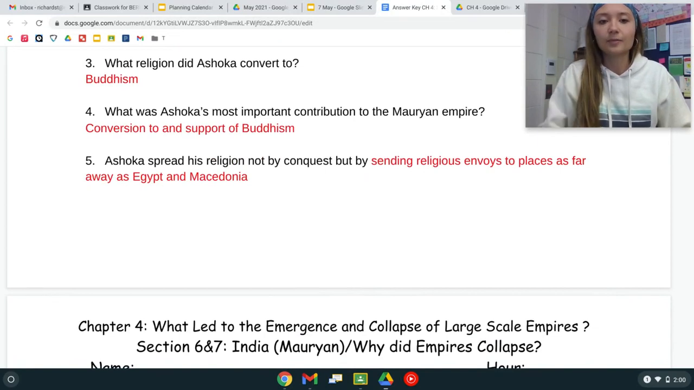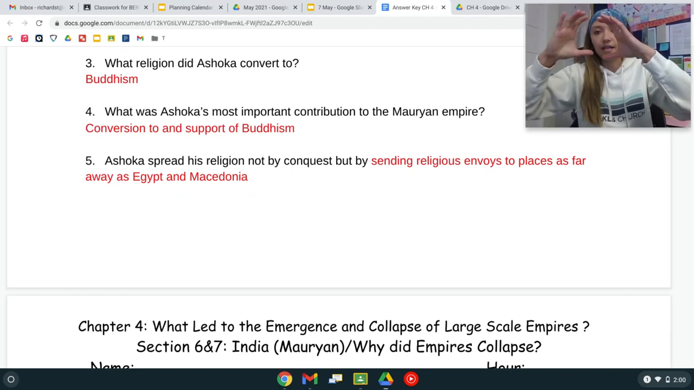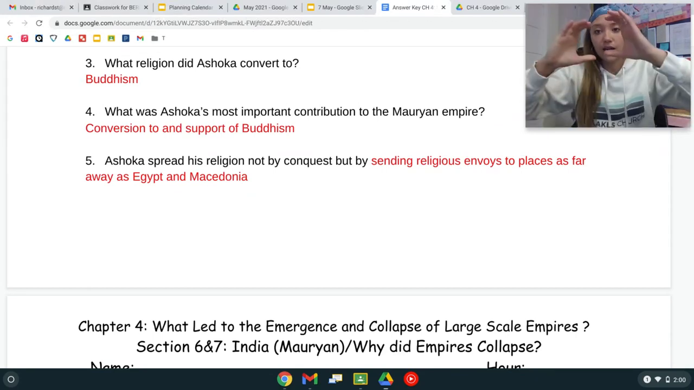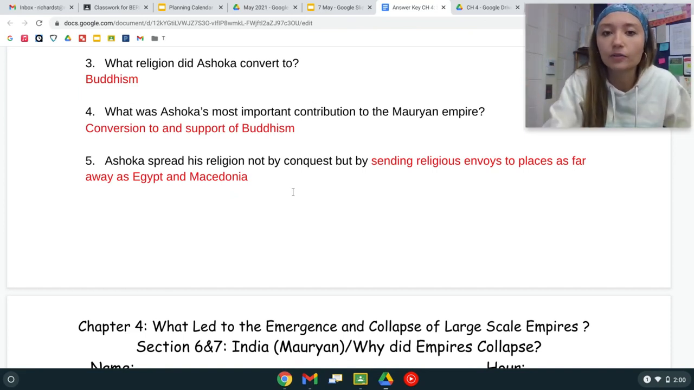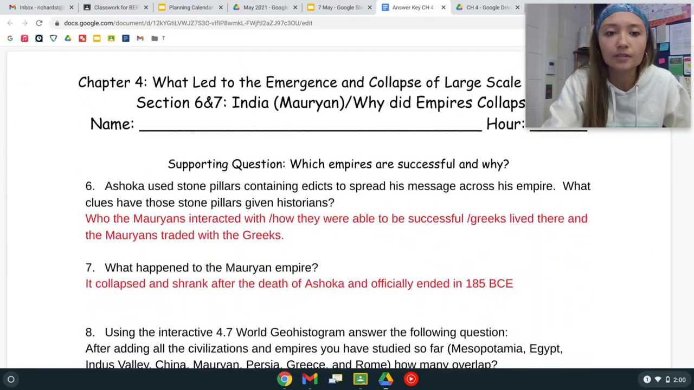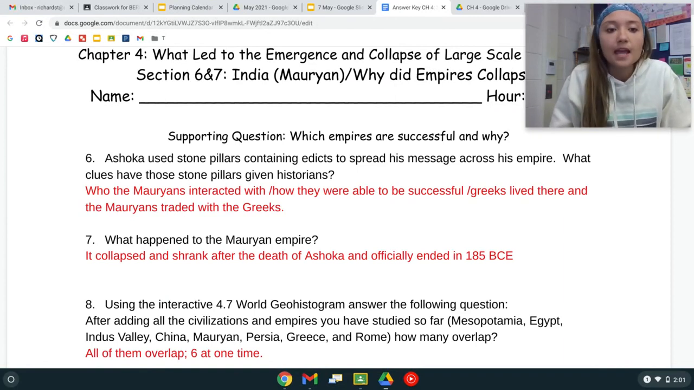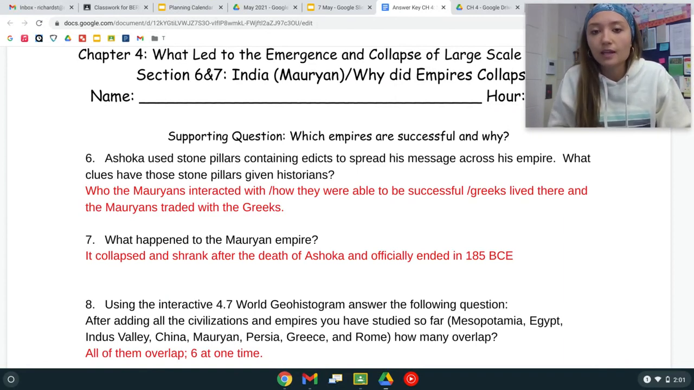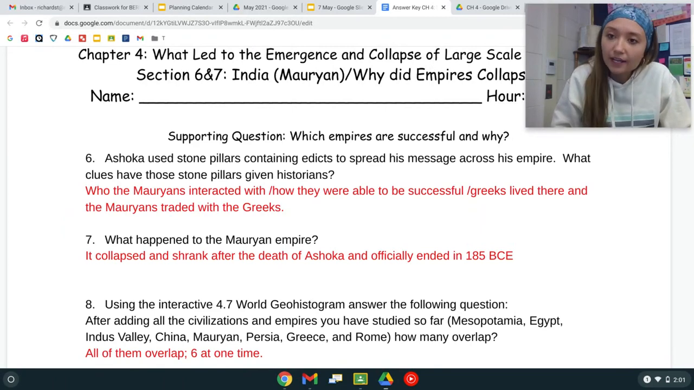Number 5, Ashoka spread his religion not by conquest, but by sending religious envoys to places as far away as Egypt and Macedonia. If India is here, Egypt's over here in Africa, and Macedonia is up here. So it spread much further than the borders of the Mauryan Empire. Number 6, Ashoka used stone pillars containing edicts to spread his message across the empire. What clues have those stone pillars given historians? They tell historians who the Mauryans interacted with and how they were successful. They document the Greeks that lived there and the fact that the Mauryans traded with the Greeks.